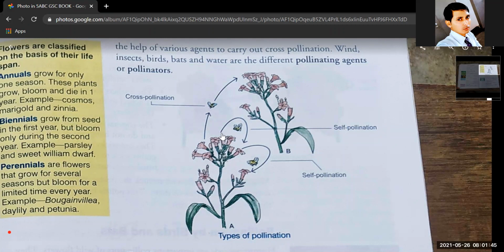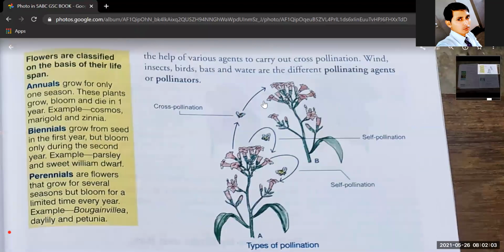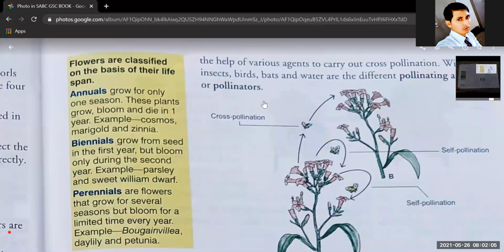But in this kind of pollination, it has come from here only, then it went to another, but it did not go to the place where it had come from earlier. So this is called self-pollination. So these are the types of pollination. The picture is given. And now in the yellow box, something important is given. Flowers are classified on the basis of their lifespan also.